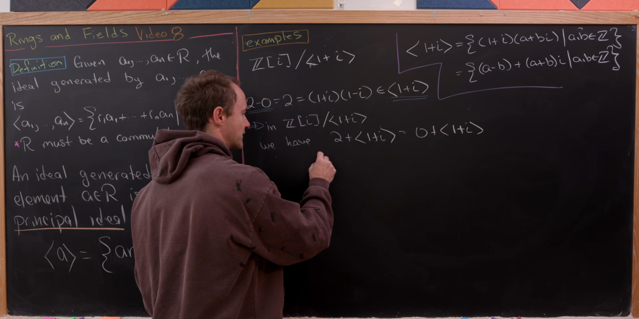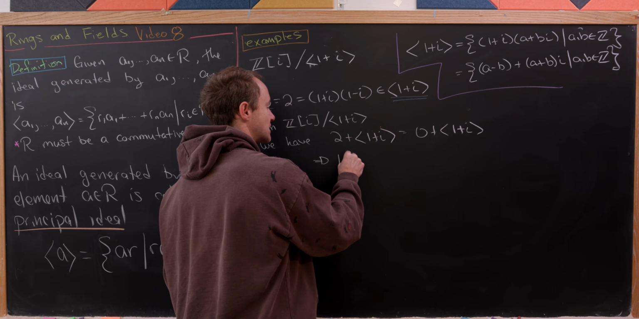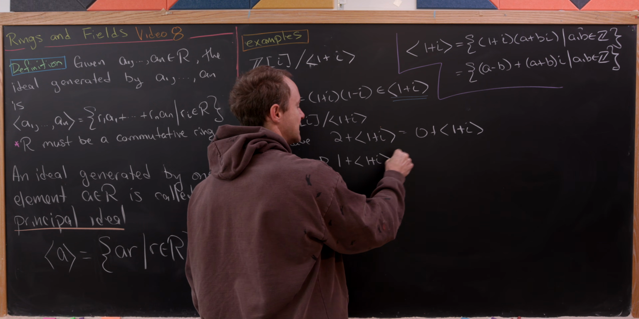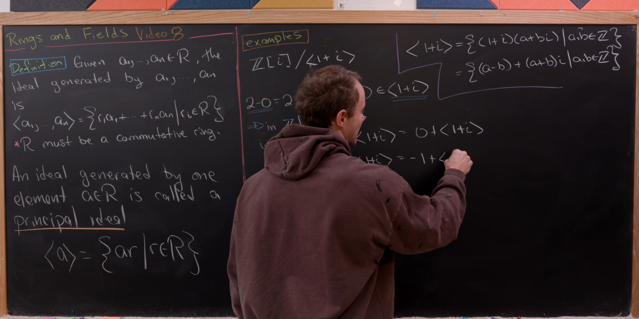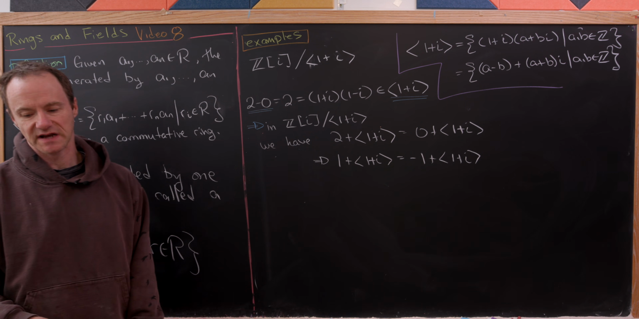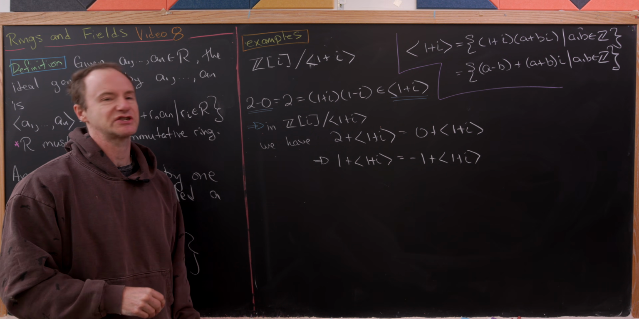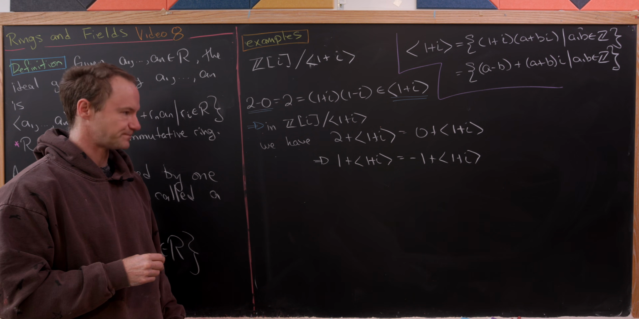But we get a lot out of this. Notice the coset for 2 being the same thing as the coset for 0 means the coset for 1 is the same thing as the coset for negative 1. I essentially just subtracted 1 from both sides of that equation up there. Really, I subtracted the coset attached to 1 from both sides of that equation.